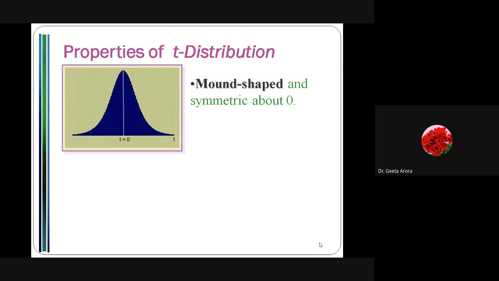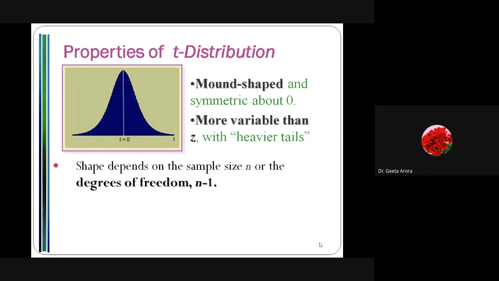Here we are saying that we are getting a mound-shaped curve which is symmetric about 0, and it is more variable than Z, with heavier tails. Here I will show you a picture, might be on the next slide, where we will compare the graphs of the Z test and the T distribution, to see how it has heavier tails. One more thing, in the normal distribution, when we are talking about the standard normal, we said that there is no skewness and no kurtosis. No skewness means symmetric on both sides, and kurtosis means it is a normal peak, because we have learned that the peakedness of the data is represented by the kurtosis.